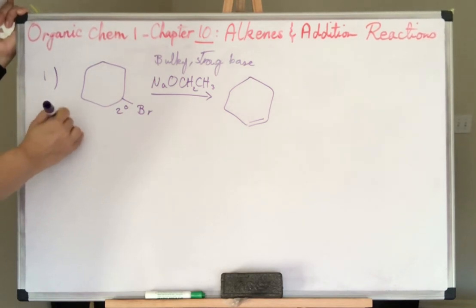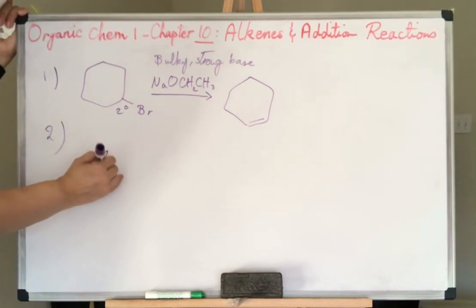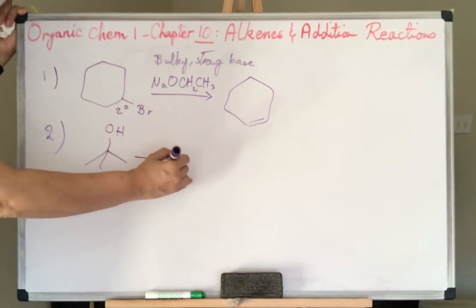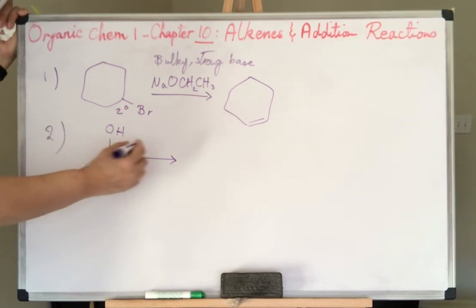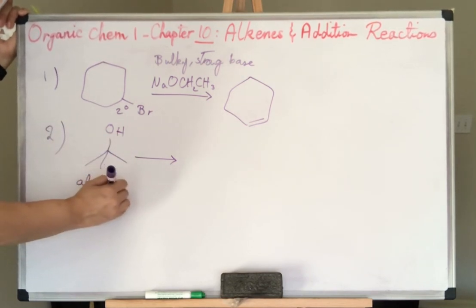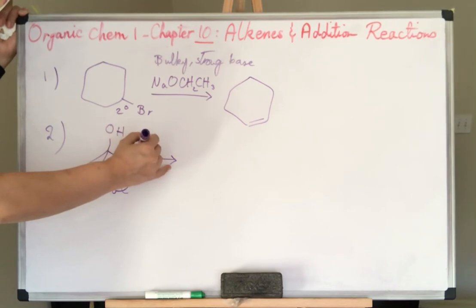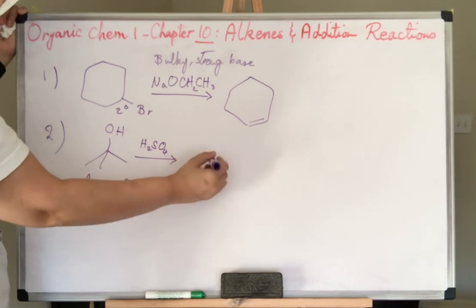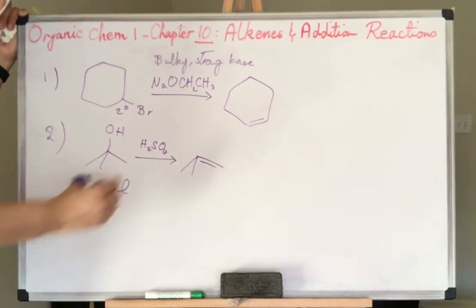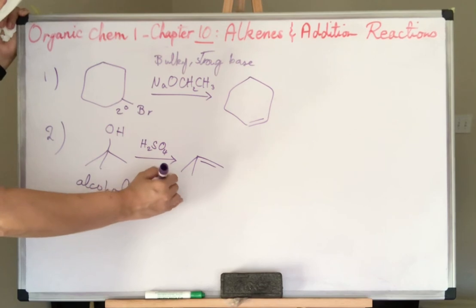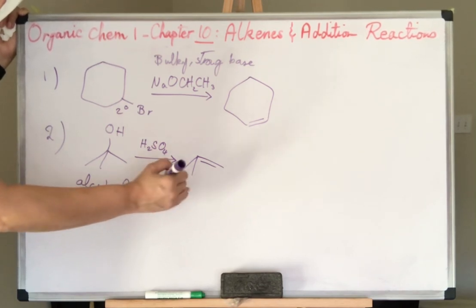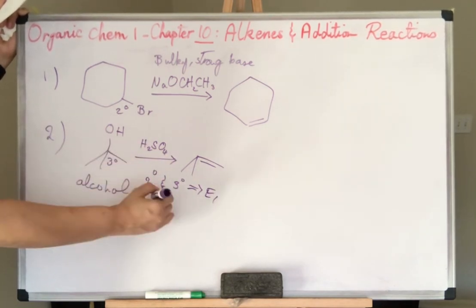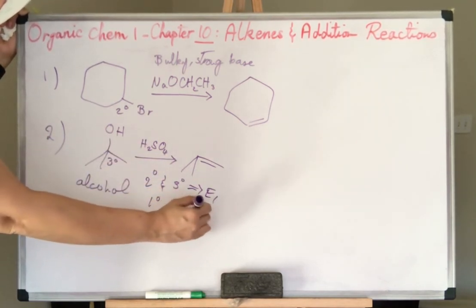The second one is dehydration. Let's say this is a tertiary alcohol. Dehydration of alcohol. Dehydration is normally done by heat and acid. So you will end up having an alkene. Secondary and tertiary alcohols go with E1, and primary alcohols go with E2.